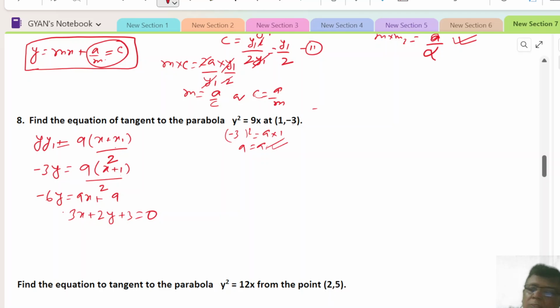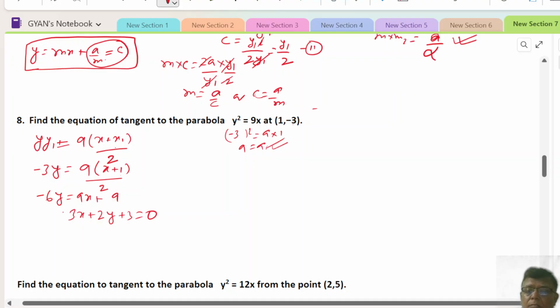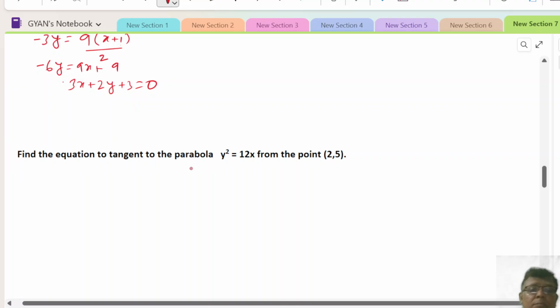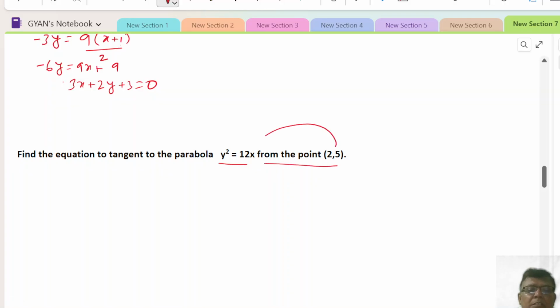So now come to the second question. The second question is whether the point is lying on the parabola, for the equation of tangent of the parabola from the point 2, 5. First we'll have to check whether it is lying on it. So 25 is not equal to 24. So it is not lying. That means it is outside the parabola. So from outside the parabola, that means from this point there will be two tangents.